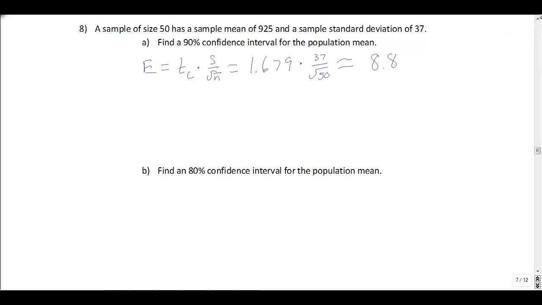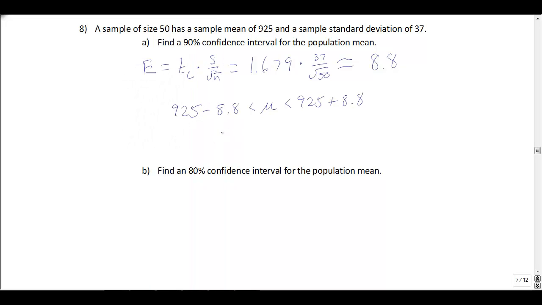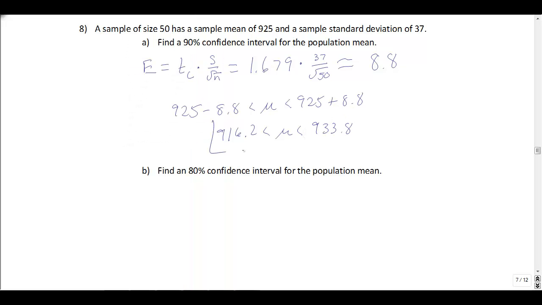And so then our actual confidence interval is what we're going to do is take our mean of 925. You're going to get 925 minus the margin of error. So mu is our population mean between that and between 925 plus the margin of error. So what we get is 925 minus 8.8 is 916.2. So we expect the mean 90% of the time to be between 916.2, and I can do second entry and change that minus to a plus. So it's 933.8. So that's really our answer there.